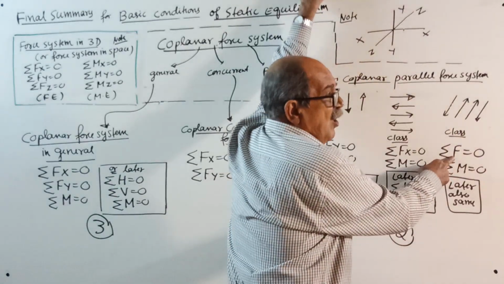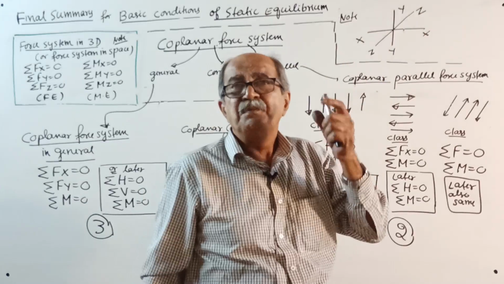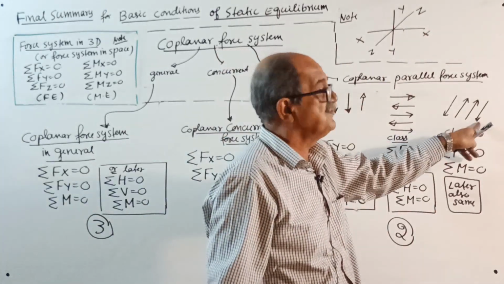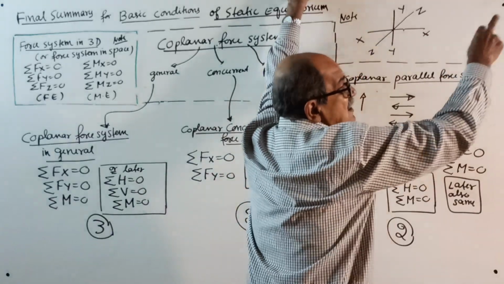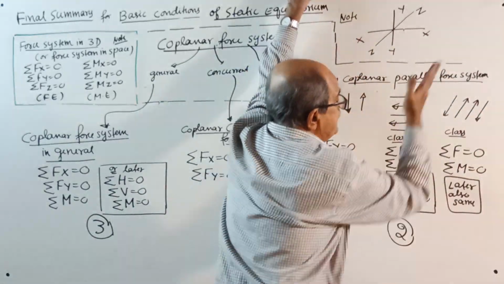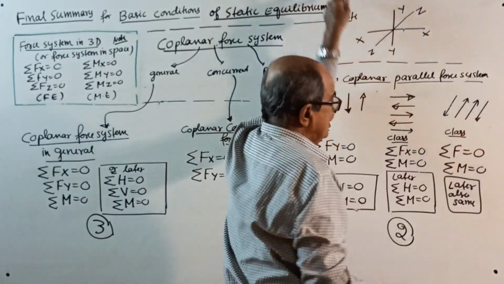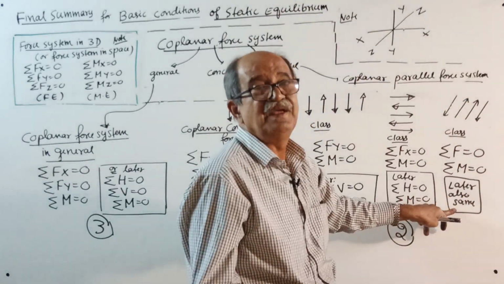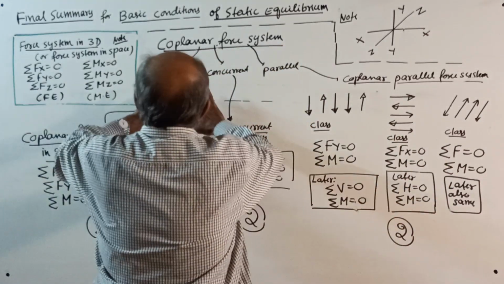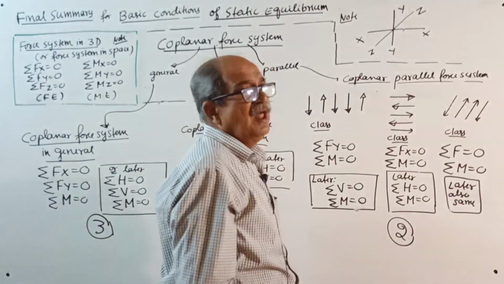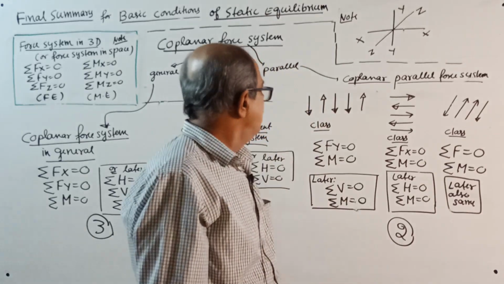Algebraic sum of all the forces in a direction parallel to the direction of the parallel forces. When it is a parallel force system, all forces are parallel to each other, one unique angle is there. In the same direction, net force equal to 0 and moment of the entire force system at any point 0. Later, same thing. Now and later, both are same. Make a full fair copy. What all I explained, write with proper explanation and be ready.